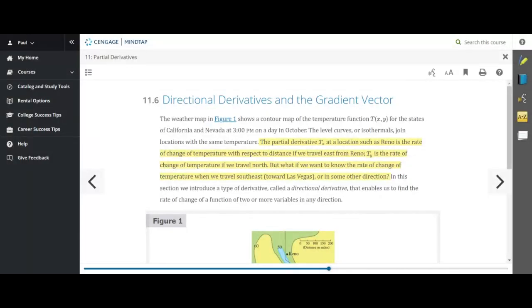All right, we are recording, and now we are in section 11.6. This deals with directional derivatives and the gradient vector.